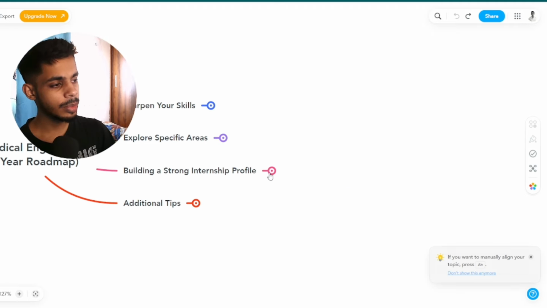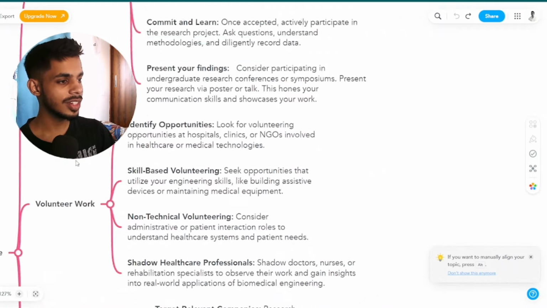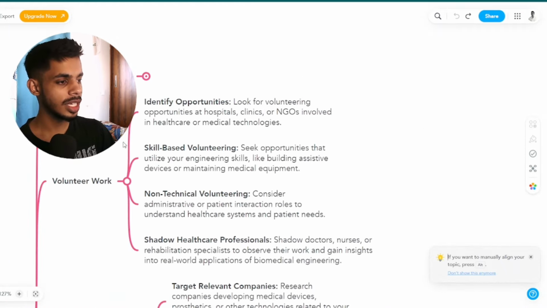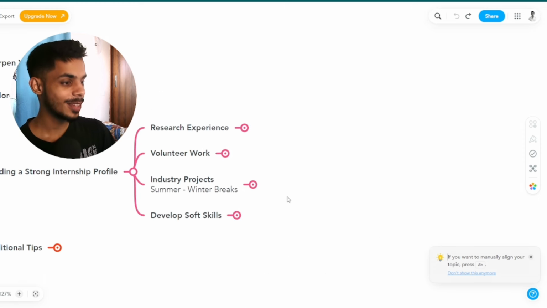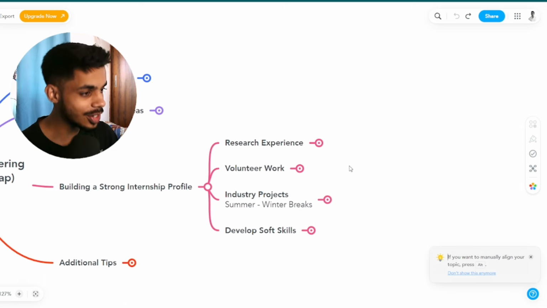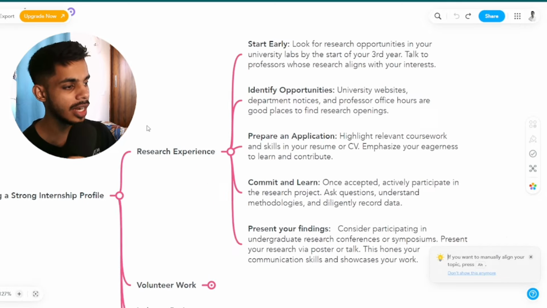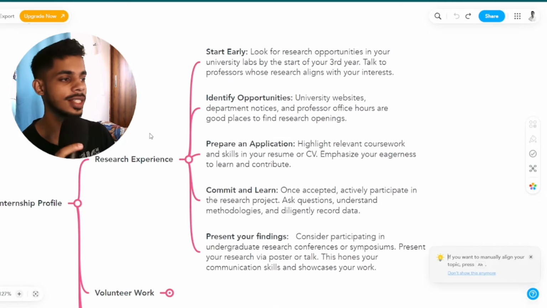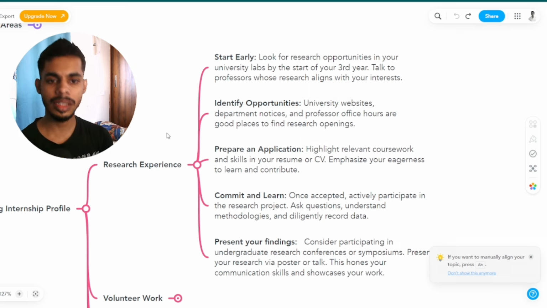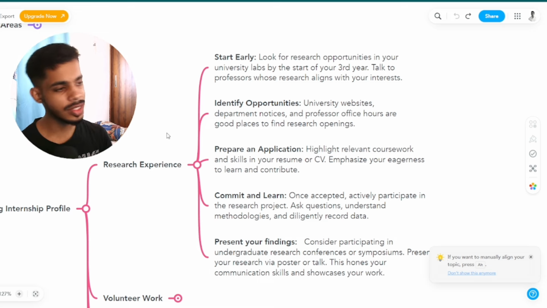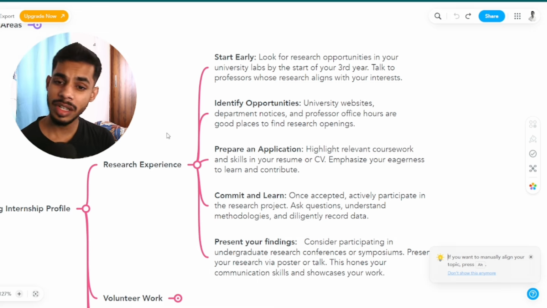Once that is done, we will be making sure that our internship profile, or our resume, is absolutely cracking, solid, rocking, because that is the only thing which will get us internships. So the first thing we have to focus on for our internship resume is looking for early opportunities, right? When you are in third year, you start talking to your professors, you start talking to your contacts and ask them whether relevant internship opportunities are coming up in the next semester or in a couple of months. Then identify those opportunities through the website.